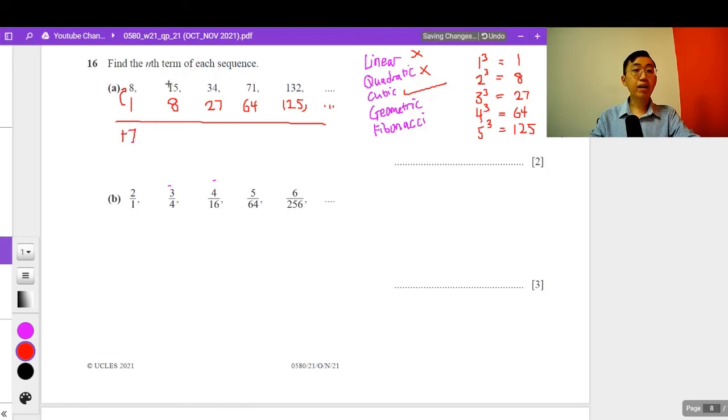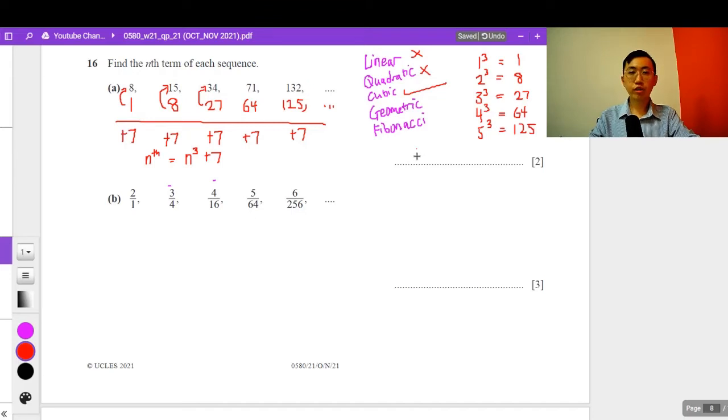How does 8 become 15? Again, it's +7. See the pattern? 27 becomes 34. Again, that is +7, +7, and +7. So straight away, you found the pattern is consistently +7. You can already find the nth term. You can write the nth term. The nth term is the formula where n cube just has to +7. You will get the sequence of 8, 15, 34, 71, and 132.